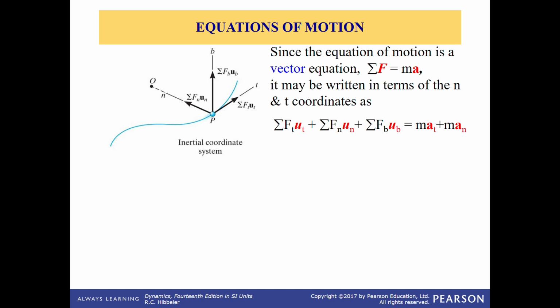Okay, since the equation of motion is a vector equation, we know that based on Newton's second law, summation of F equals ma, which we learned in chapters 13.1 until 13.3, and later we analyzed that in rectilinear motion, 13.4. Now, actually we can use the same formula for curvilinear motion in a curved path. So the vector equation, summation of F equals ma, may be written in terms of the n and t coordinates as this one.